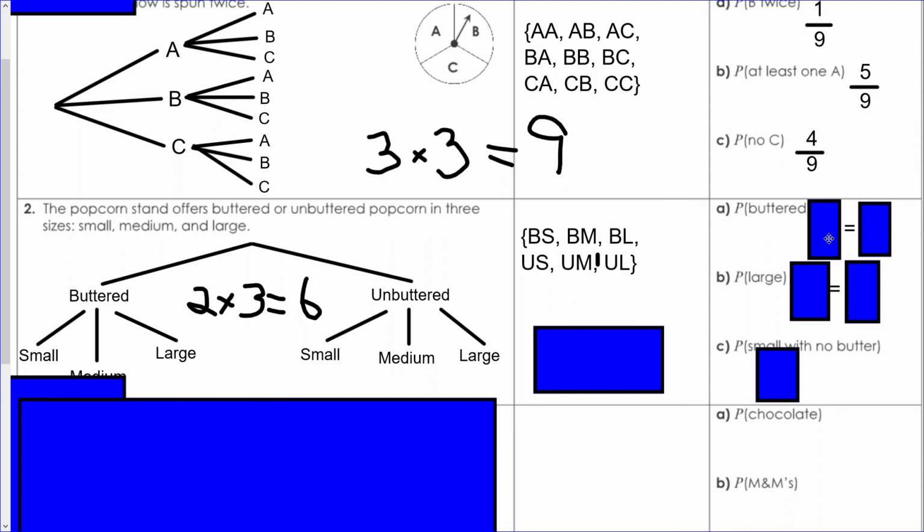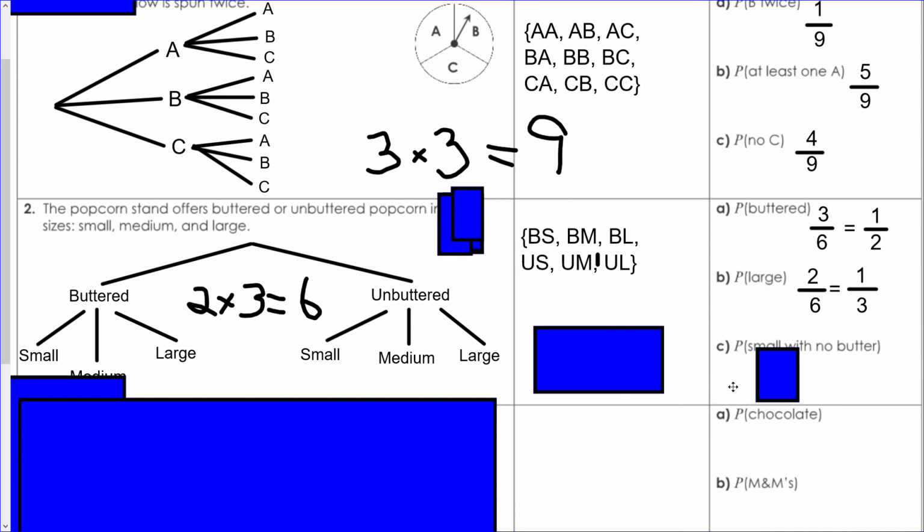So the probability of it being buttered is 3/6, because 3 of the 6 options are buttered, so you could look at it on the tree, you could look at it from the options in your sample space, and that reduces to 1/2. The probability of large, similar idea, so you've got 2 possible large options out of your 6 in the sample space, which reduces to 1/3. The probability of small with no butter, so unbuttered small, there's only 1 of those possibilities, so that's 1 out of 6.